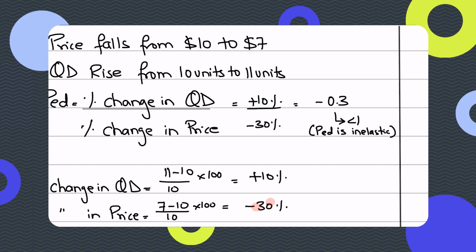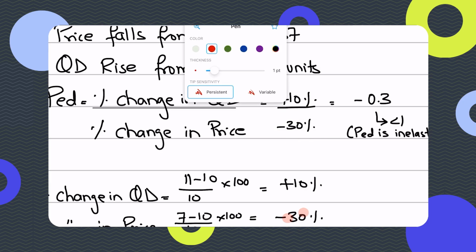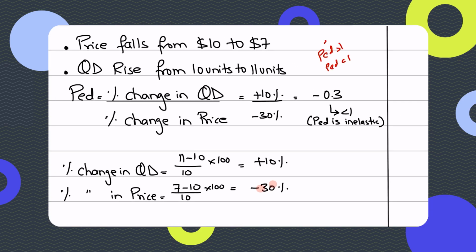And you can see for yourself. Price is going down by 30%, but quantity demanded is rising by 10% only. So it is rising proportionately less, comparatively less, relatively less than the price fall. Got it, guys? So this is what inelastic means.